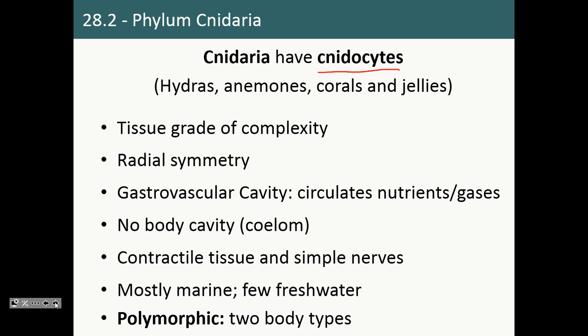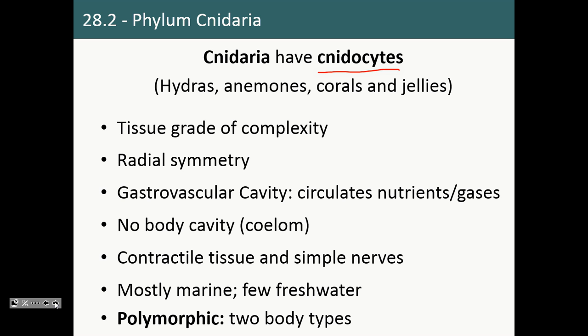Food goes in, water goes in, oxygen goes in, waste gases go back out the same opening. They can close and open that opening between those two processes. They don't have a body cavity. They have simple contractile tissues and a simple nerve net. They don't really have a nervous system, but they have nerves that are connected over the entire surface of the animal's body, forming what we call a nerve net.